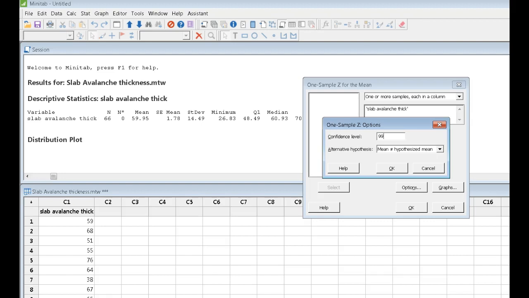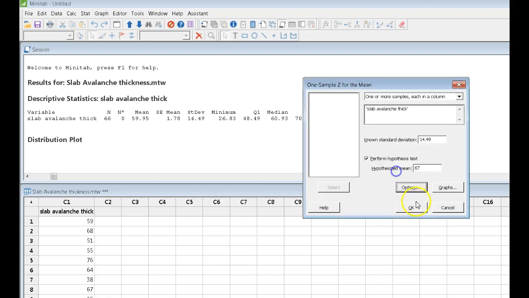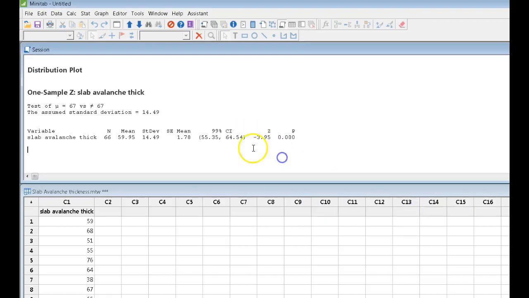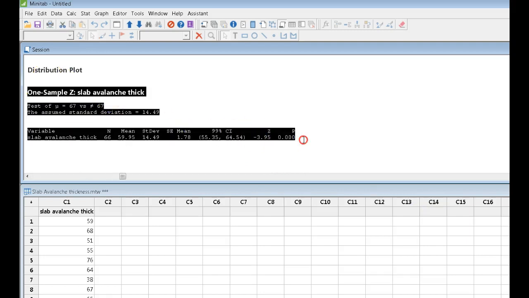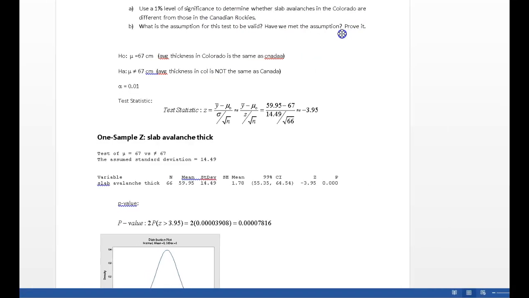You really only need to worry about this if you're going to answer the question based on a confidence interval. So I'll throw this in anyway. We had a 1% level of significance. Level of significance is risk. So if I got a 1% risk, I'm going to have a 99% confidence. Say OK and OK. All right, and I'm going to copy and paste this into my Word file so that we can compare what we got from Minitab and what we get from hand calculation.